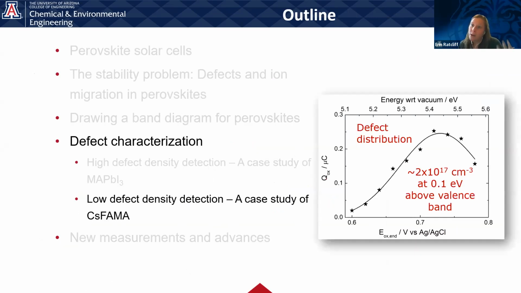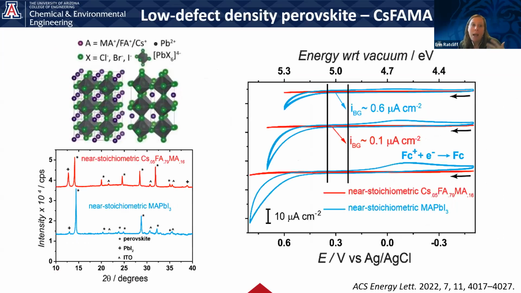All right, so that was our MAPI example. It has a high defect density. Let's start to think about more device relevant, higher performing, more stable types of materials. And so where we switch now is to this triple cation formulation. I just want to call to your attention the amount of lead iodide in this particular species. This is predominantly what our acceptor defects are going to be, our mobile iodide, our redox active iodide components.